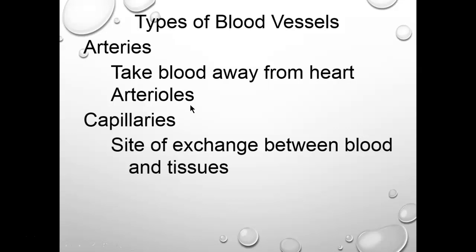From your arterioles, blood flows into the smallest of vessels, which are the capillaries. Capillaries are the site of exchange between the blood and the tissues that surround the blood vessels. Capillaries are very, very thin, and it's at the capillaries where oxygen and CO2 are exchanged between the blood and the tissues. Nutrients, hormones, waste products, and many other things move between the tissues and the blood.